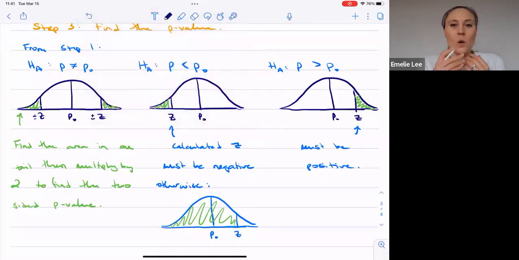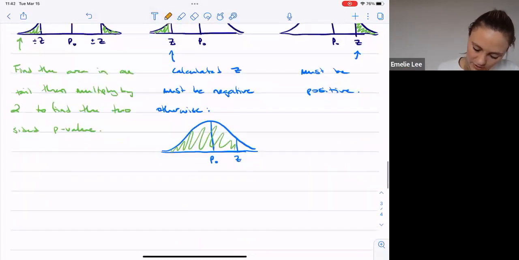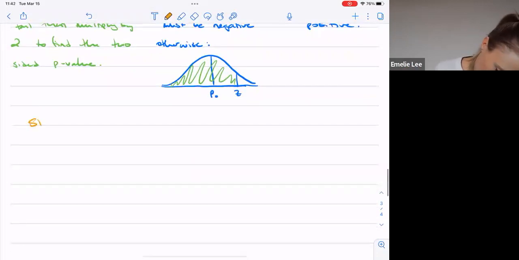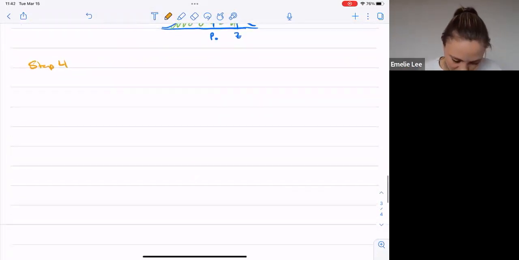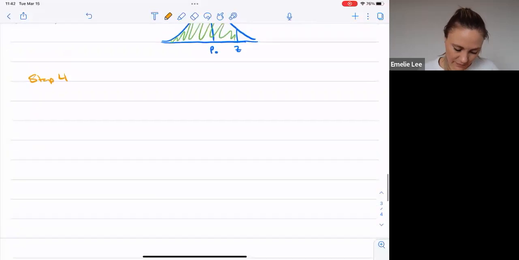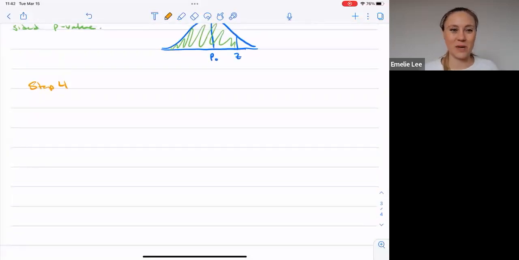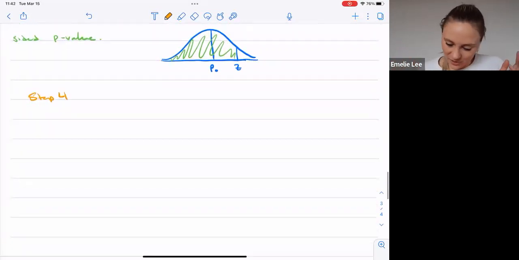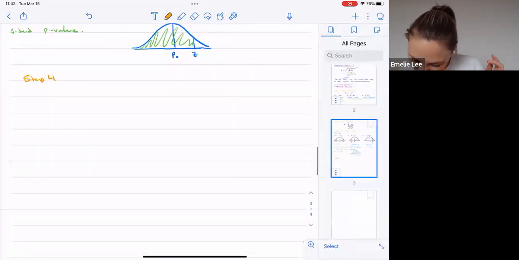Okay. Once you have your p-value, regardless of if it's one-sided or two-sided, that is your p-value. So once you have your p-value, you're ready to draw your conclusion. Step 4 is your conclusion. Let me see how much room I have. Okay, got this much space until the end of my page. So I'm going to try to keep it on this page, because then it'll just be a total of how many pages long?